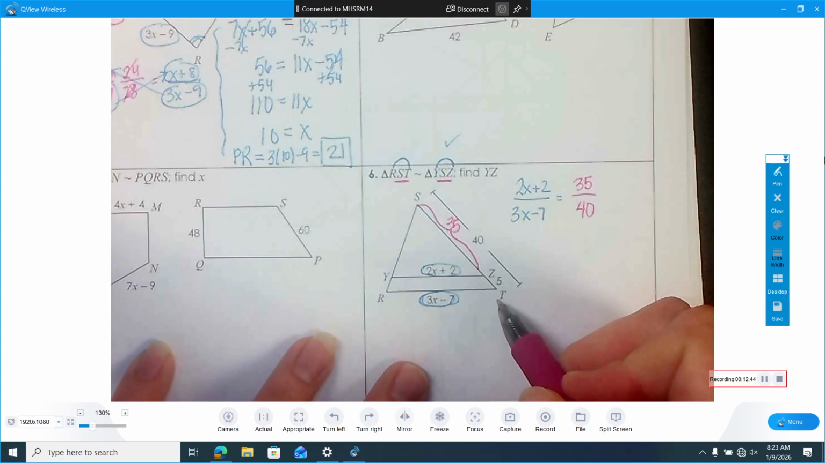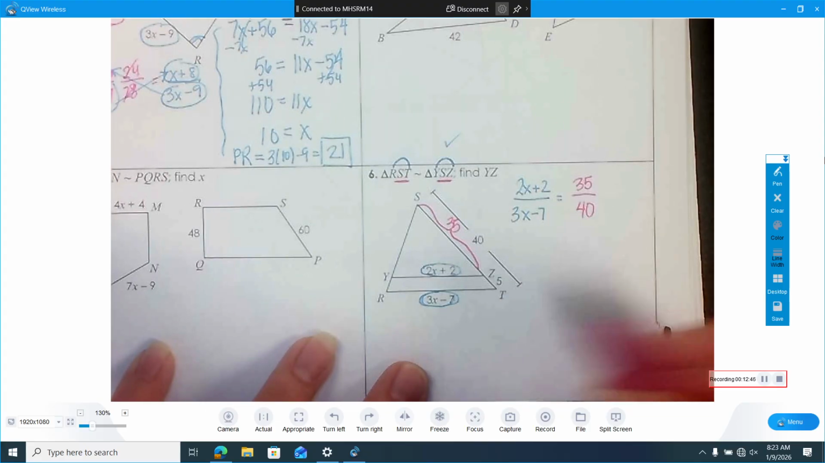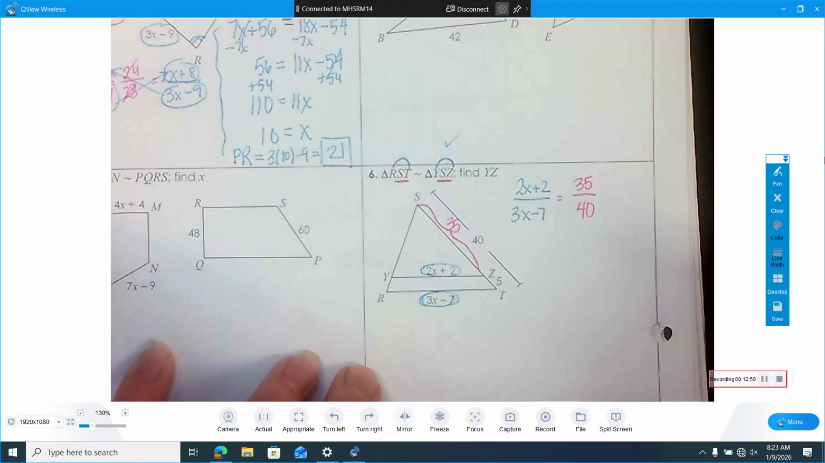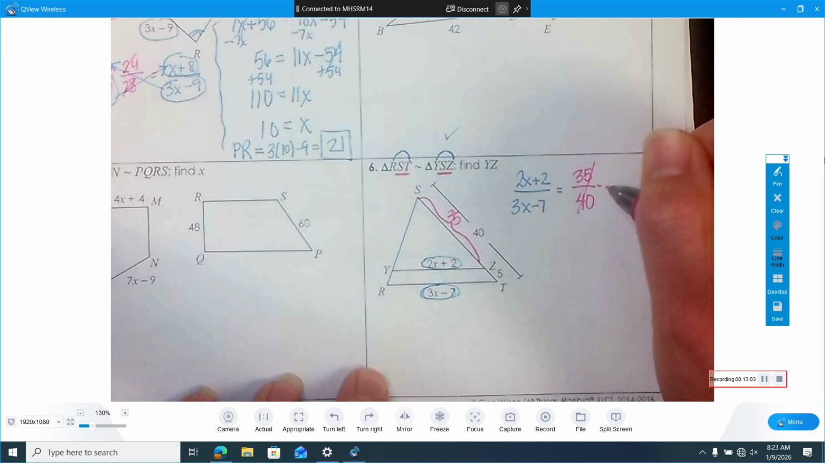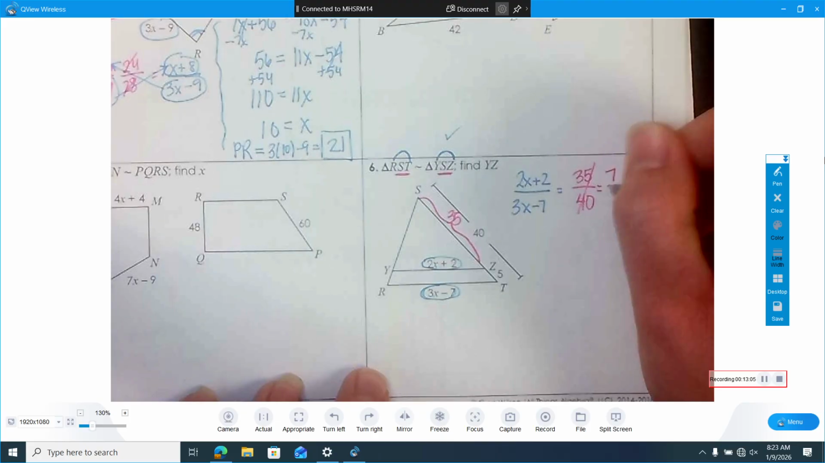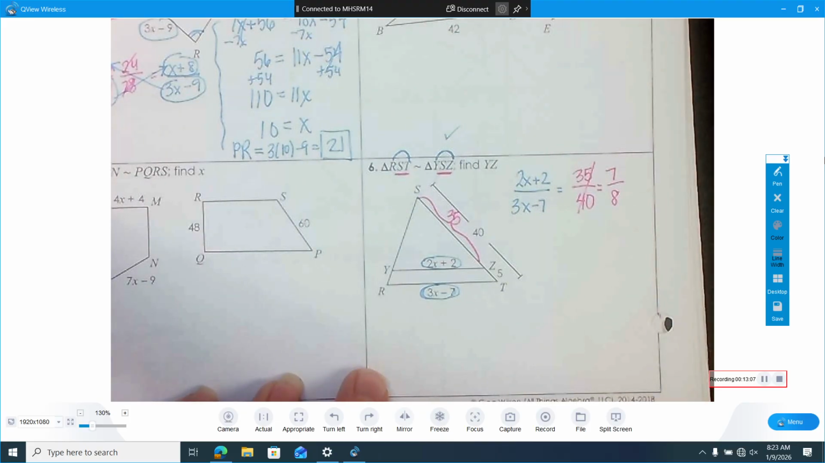Did we use the 5? No, we didn't. Well, we used it indirectly. So you do have to think about it a little bit. If you wanted to, you could redraw the triangles so they're a little bit more clear, but I don't think it's too bad this way. I can reduce. 35 over 40, divided by 5, we get 7 over 8.